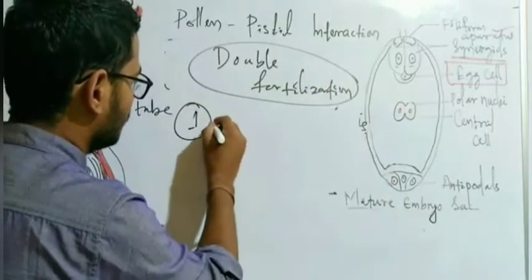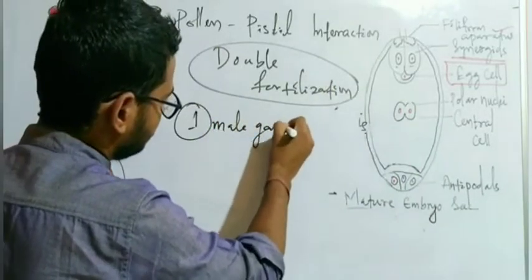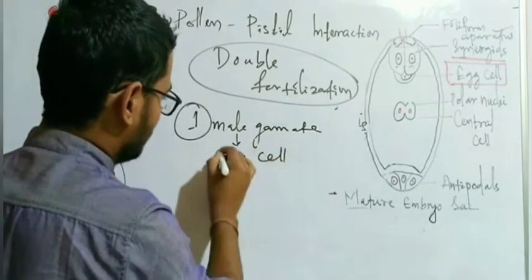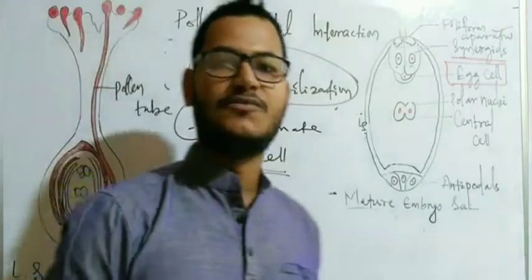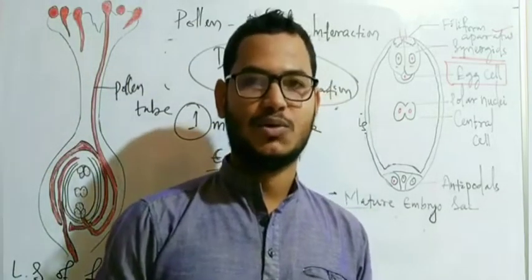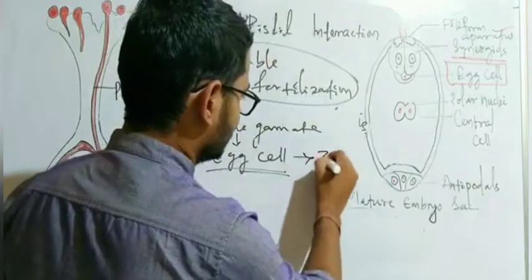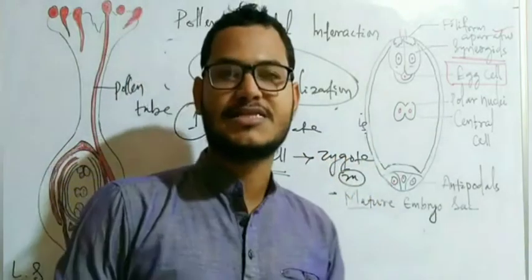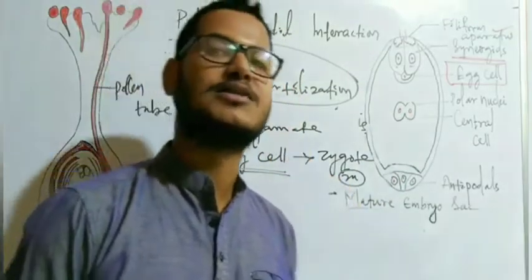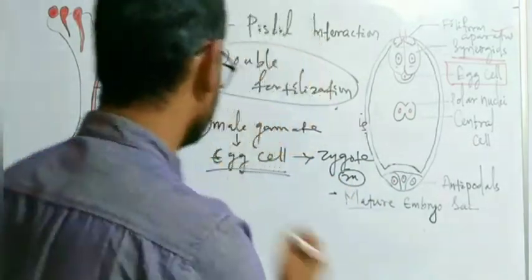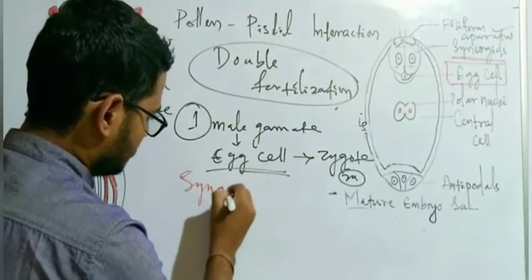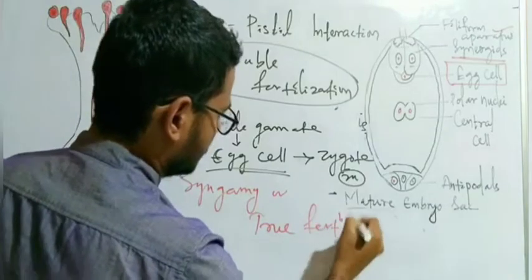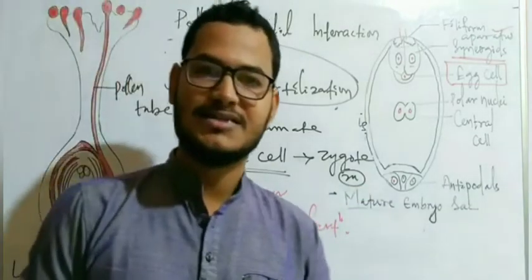One male gamete travels towards the egg cell and fuses with the egg cell, forming a zygote which is diploid. So this is the first process, and it is known as syngamy or true fertilization.